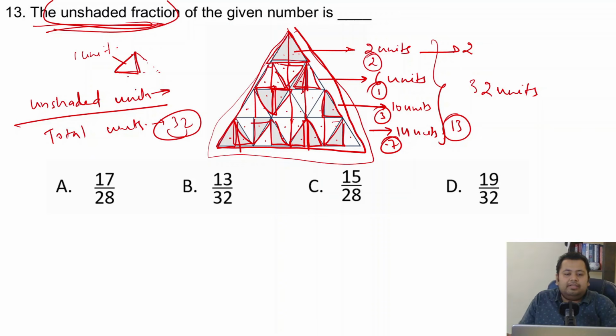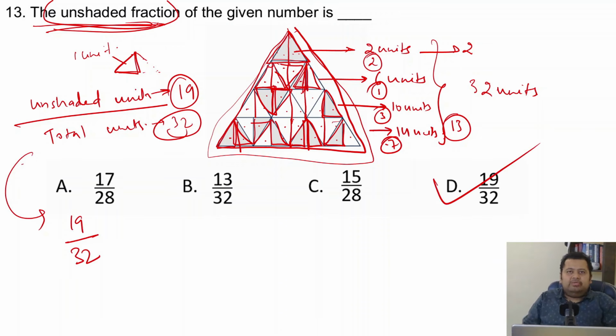So unshaded units are how many? There are 19 unshaded units. So your final fraction becomes 19 divided by 32. I hope you understood this.